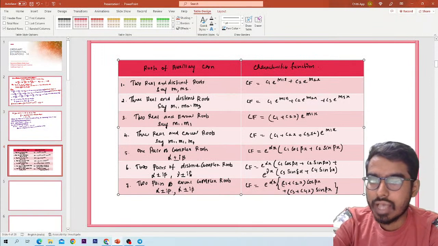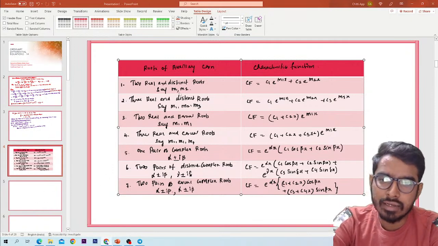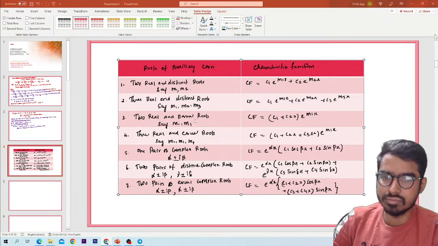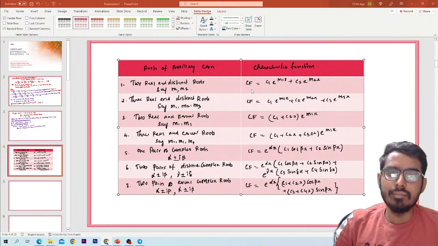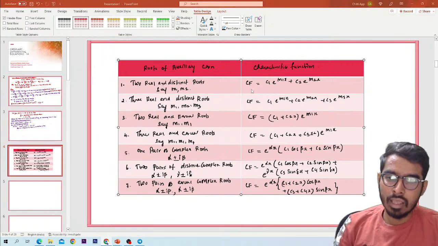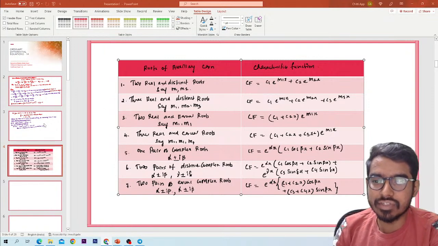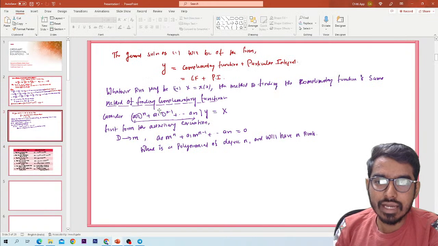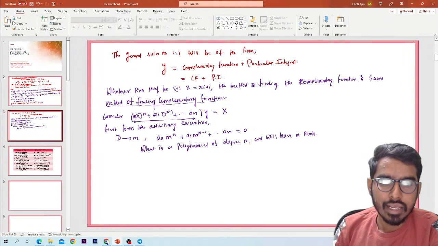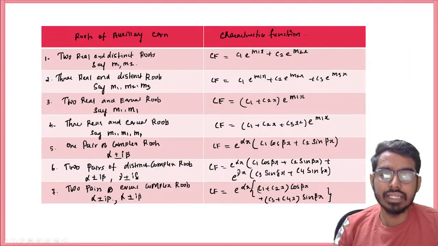That is, if your roots are real and distinct, the complementary function is c1 e power m1 x plus c2 e power m2 x for two distinct real roots, and similarly for three. How are these m1, m2 obtained? By solving the auxiliary equation. In the nth order differential equation, you replace D by m. You will have a polynomial of degree n, and this will have n roots. Depending upon the roots, you write the complementary function based on these possibilities.